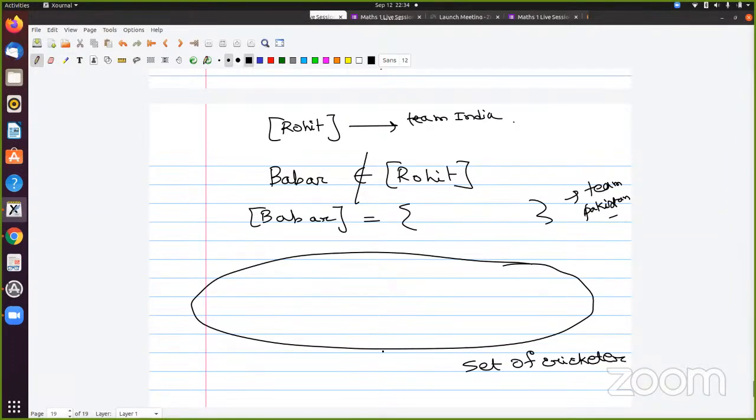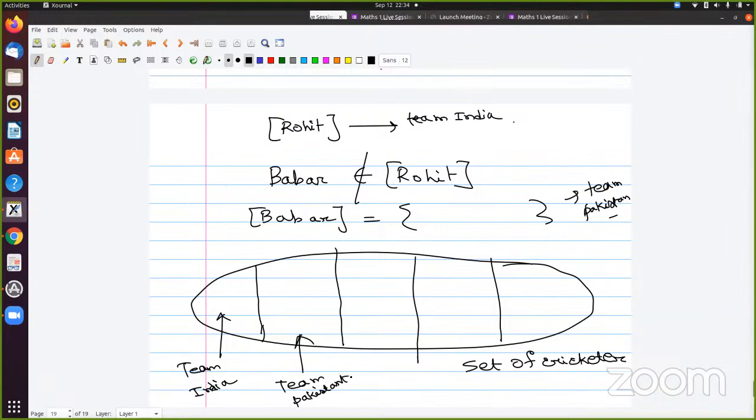I have defined one equivalence relation. All those players who are in the same team, who are playing for the same country. So it will divide it into classes. So this will give a partition like this, where this is Team India, and this is Team Pakistan. So all the different teams I will see. That was very intuitive. So these are classes. This is class 1. This is class 2. These are different classes. So that's how an equivalence relation gives a partition in a set.